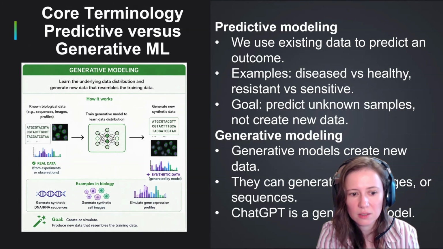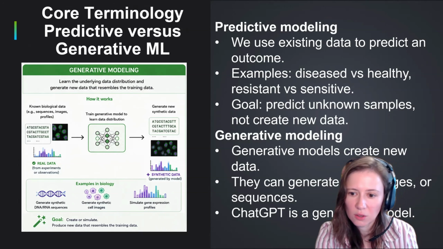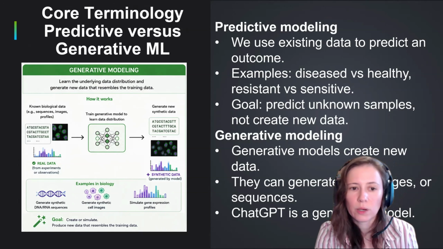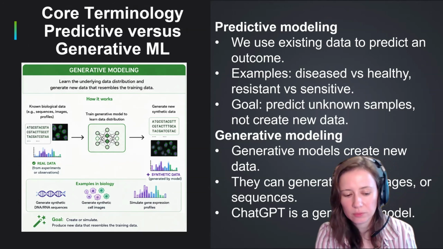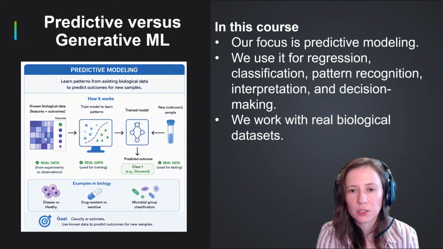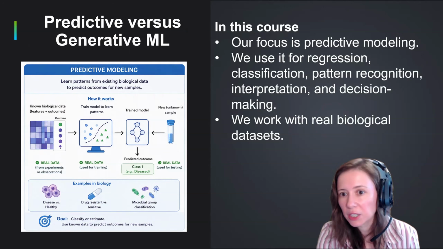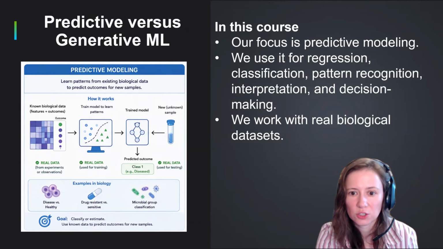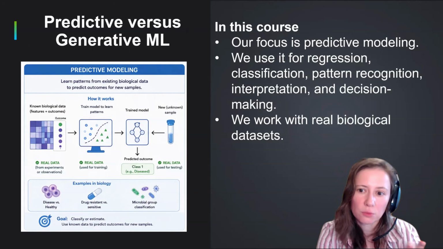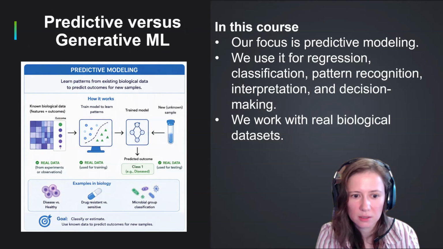If we want to identify patterns in the data, predict probabilities or risk of disease, we need predictive modeling that doesn't hallucinate, that doesn't make fake data like that. So that's why I think it makes more sense to focus 100% on predictive modeling here. So just to summarize what I already mentioned, our focus here is on predictive modeling. We use it for regression, classification, pattern recognition, interpretation of the results, and decision making. So we are working with real biological data sets. We're not generating fake data.